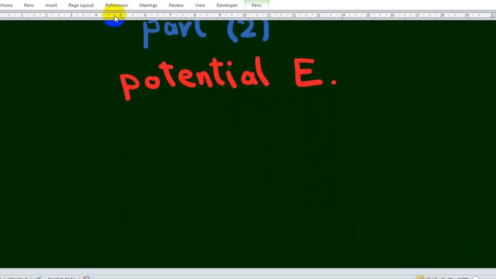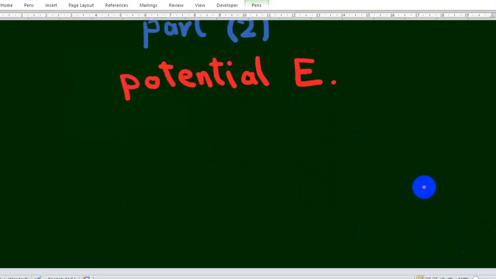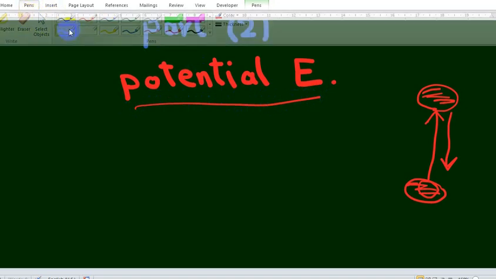Suppose you raised an object from this level to this level, and you lift it. What will happen? It will fall down again. So it has the ability to move. This ability to move comes from potential energy. So potential energy is a stored energy.